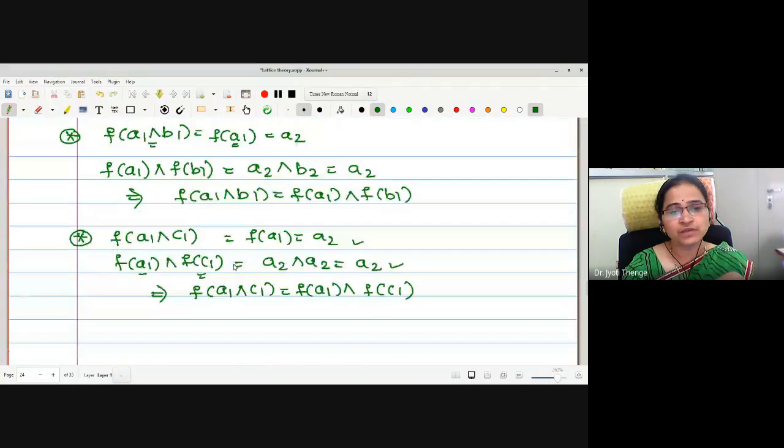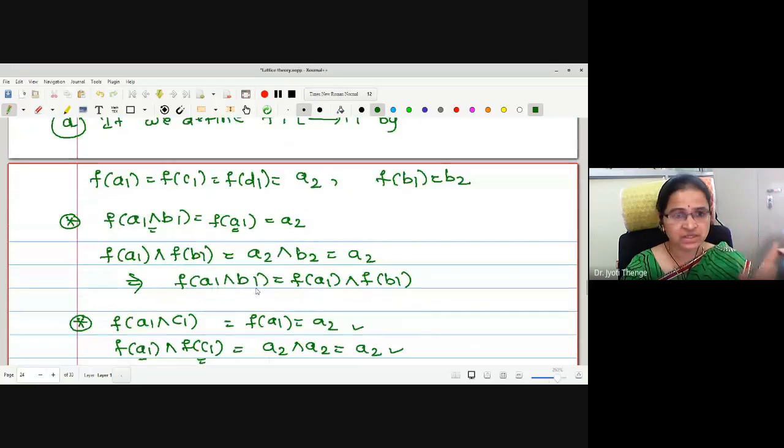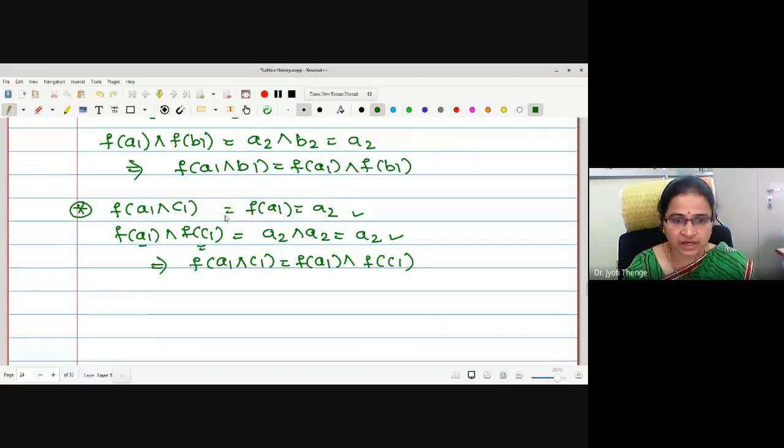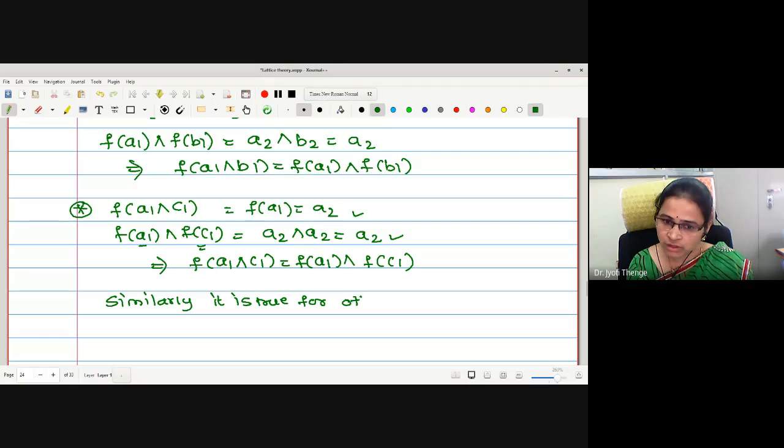Right now, one may check similar. Therefore, here one can say that for all the pairs, meet homomorphism exists. Similarly, it is true for other pairs.